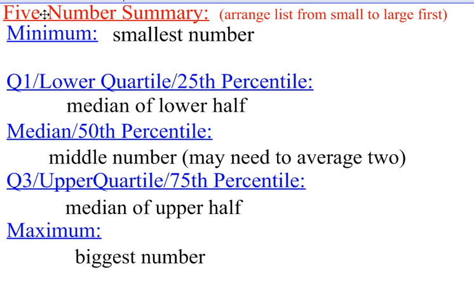In this lesson we are going to learn about box plots and the 5-number summary. So the first thing you have to know about the 5-number summary is that you have to arrange your list from smallest to largest first. So that's the first thing you should do anytime you're doing a 5-number summary.